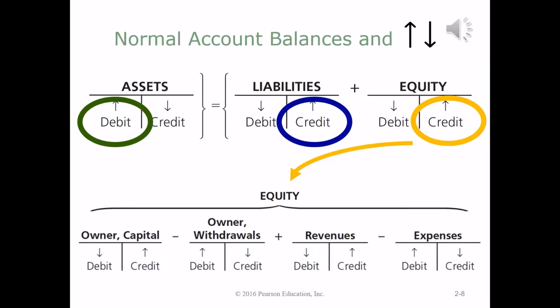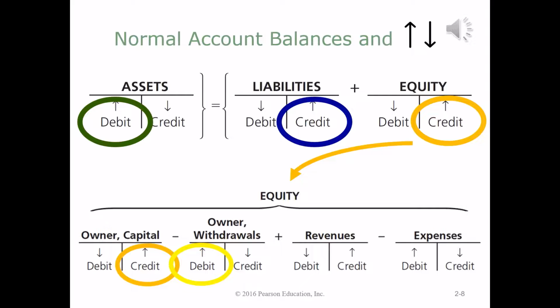Owner capital has a normal balance of a credit, just like equity in the accounting equation. Owner withdrawals has a normal balance of a debit because it reduces equity, so we have the opposite balance to offset the capital account.